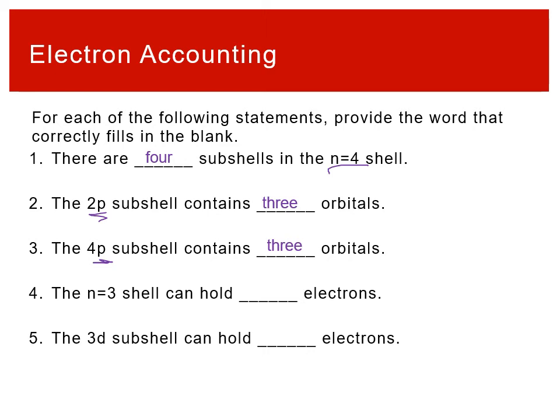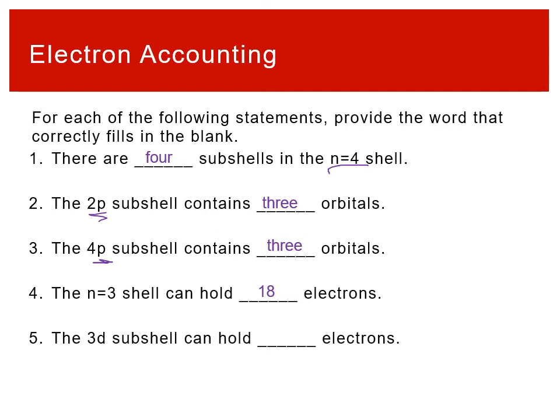The n equals 3 shell can hold blank electrons. For this one, we want to take our n and square it. So 3 squared, that's 3 times 3, is 9. That would be our total orbitals, multiplied by 2: 18 electrons.